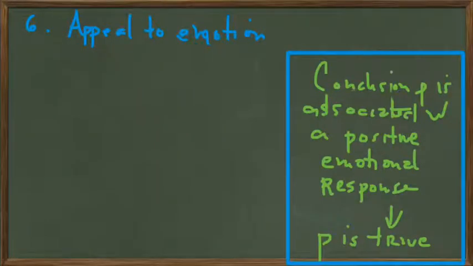The structure of the appeal to emotion fallacy goes like this. The conclusion P is associated with a positive emotional response. That's enough to make the claim that P is true. That's a fallacy. P would not be true just because it is associated with the positive emotional response. Let's see this in action.